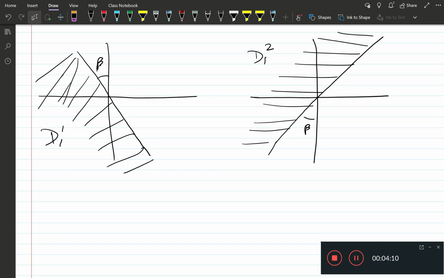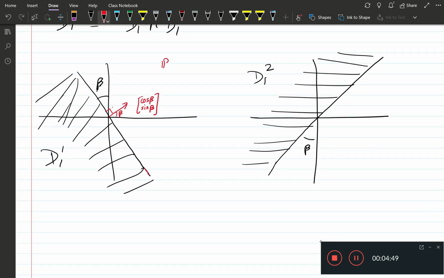So now let's consider this one first. Take a unit vector perpendicular to this line. We know that if this angle is beta, because this is orthogonal, this would be 90 minus beta and that would be beta. So a unit vector orthogonal to this line would be cos beta and sin beta. Now I'm first looking at this region in R2 instead of the complex plane, and we will switch to the complex case later.